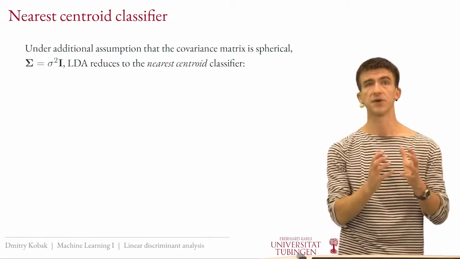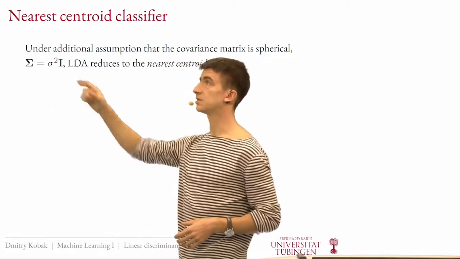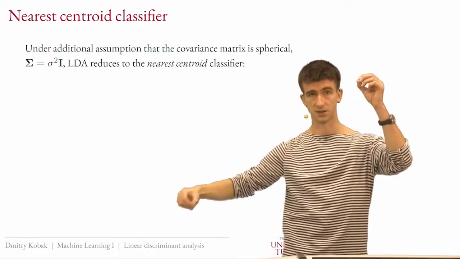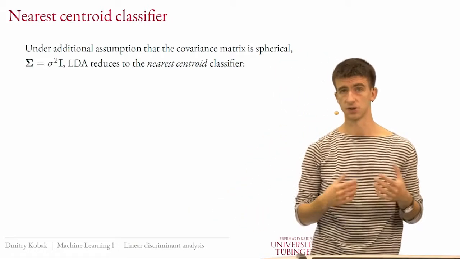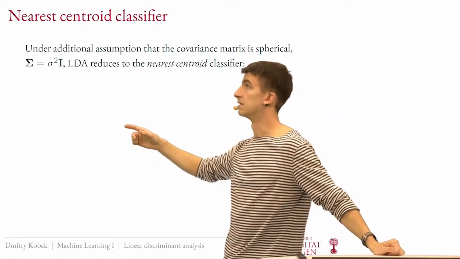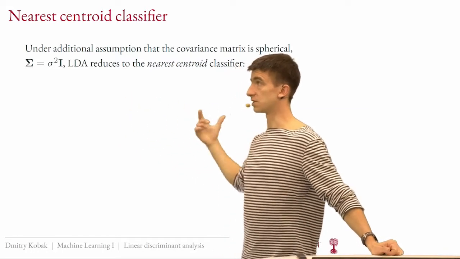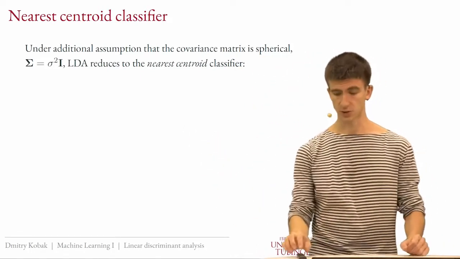They are just spherical. So whenever the covariance matrix is proportional to the identity matrix, which means it's a diagonal matrix with sigma squared, the same value everywhere on the diagonal, this is called a spherical covariance matrix. And in this case, linear discriminant analysis reduces, in fact, to something that is sometimes called the nearest centroid classifier.